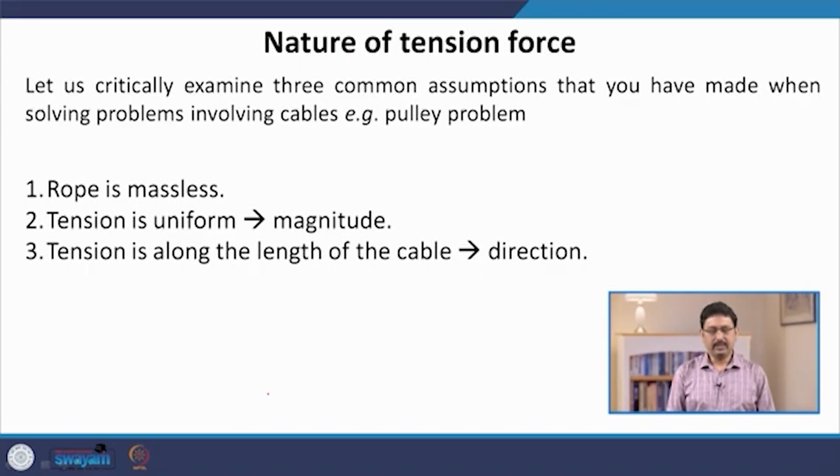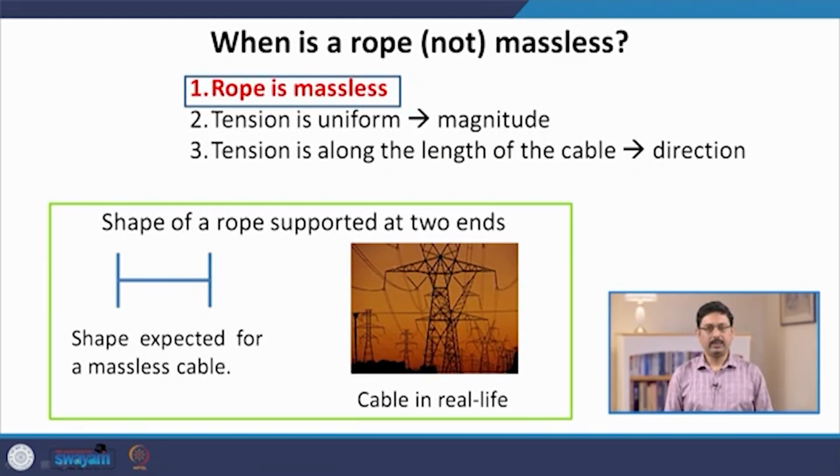The first thing is, let us start by critically examining, the word critical is crucial, the three common assumptions that we normally make in high school physics courses to solve problems that involve ropes, for example, this pulley problem. The first thing you say is that the rope is massless. Second, you say that the tension force is uniform everywhere along the rope or cable. This is about the magnitude of the tension force. And the third thing is that the direction of the tension is along the length of the cable or the rope. So, let us review these assumptions one by one.